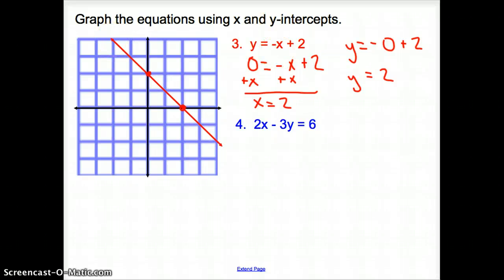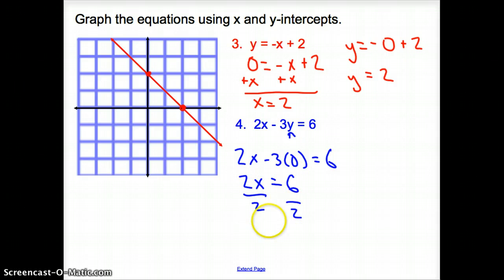Now, what's it look like on 4? 4 looks a little bit different. Well, if I want to find my x-intercept, I'm going to put 0 in for y. 0 right in there. So we have 2x minus 3 times 0 equals 6. Then simplify. 2x equals 6. We are solving for x now. Divide by 2. Divide by 2, so x equals 3. So our x-intercept is 3.